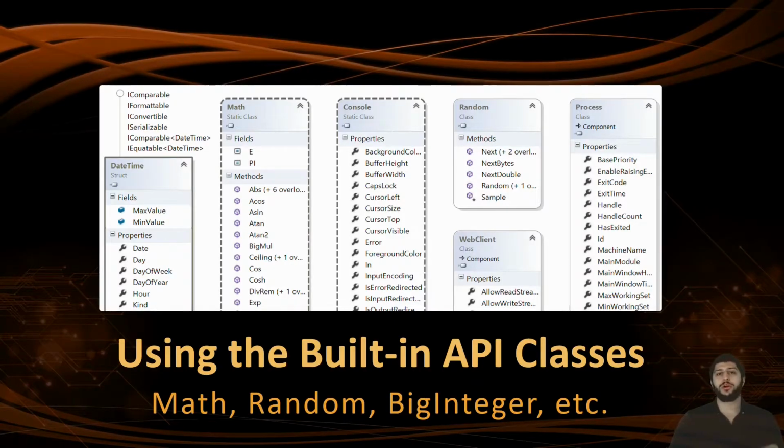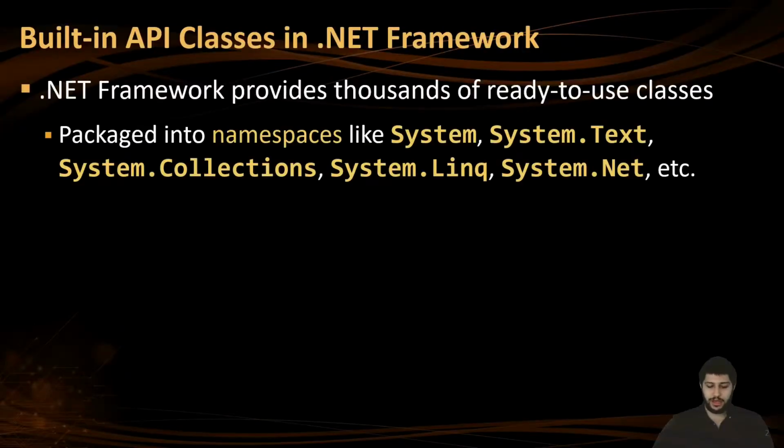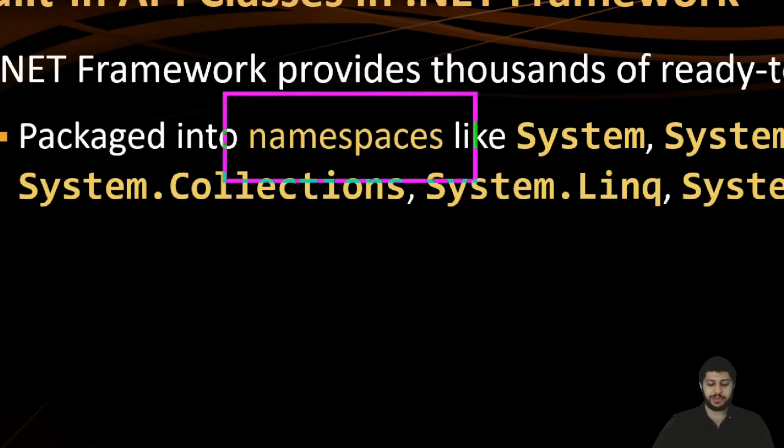In this section, we're going to look at the built-in API classes in C#. Classes that we have already seen, such as Math, Random, and BigInteger, have been created by the core developers of C# for us to use. Now, we're going to explore the way we use them and the different types of classes that the C# language provides. First of all, it conveniently captures the classes into namespaces.